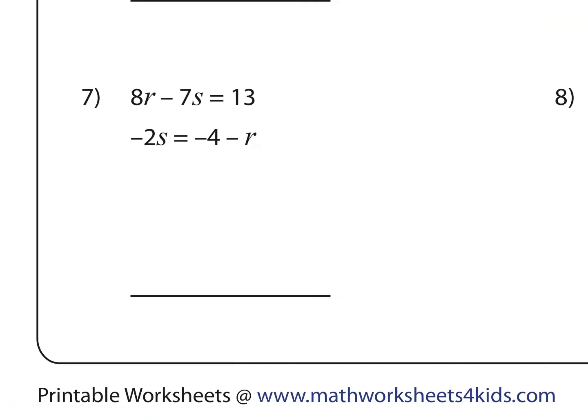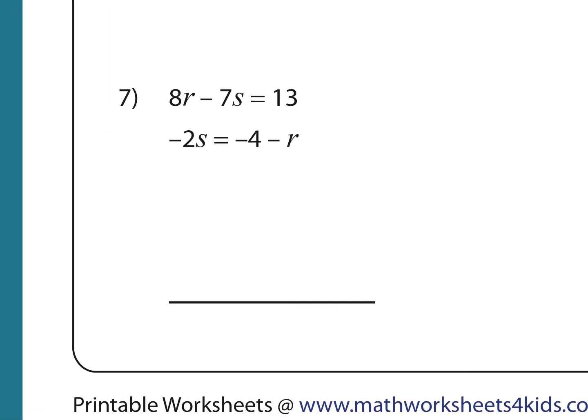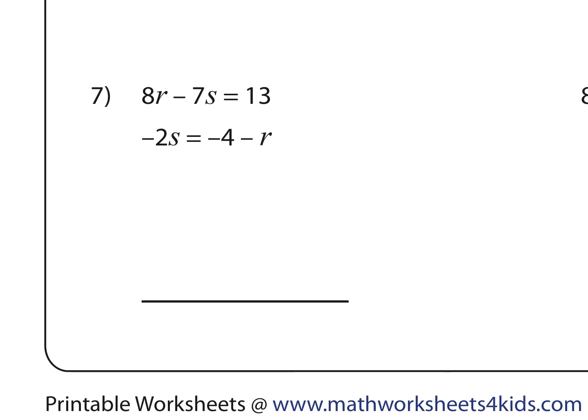So, number 7. Substitution, no, like if you're eliminating them, it's going to give you an ugly equation. What are you going to do? I think I'm going to substitute, and I'm going to solve for r. So I'm going to add r to both sides, and then add 2s to both sides. So I get r equals 2s minus 4.